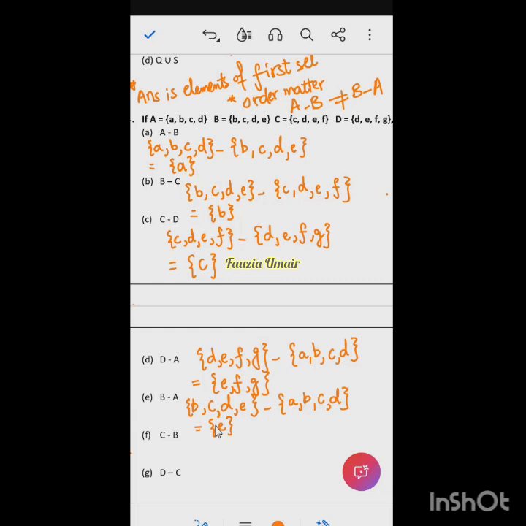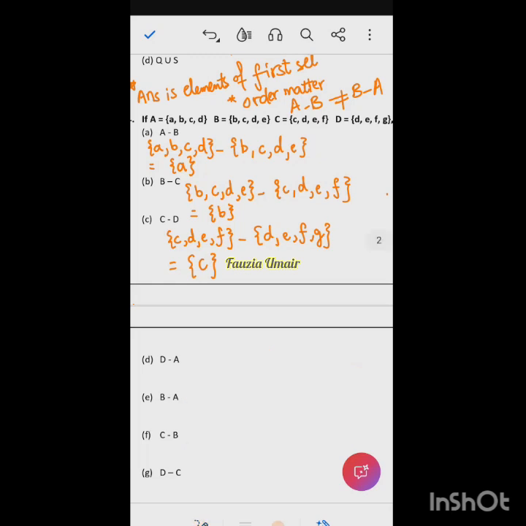So now C minus B. Set C is C, D, E, F, and we are subtracting set B, which is B, C, D, E. So now what will come as an answer? F will come in the answer. That's right.